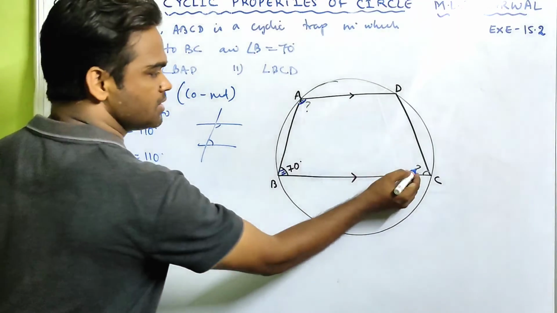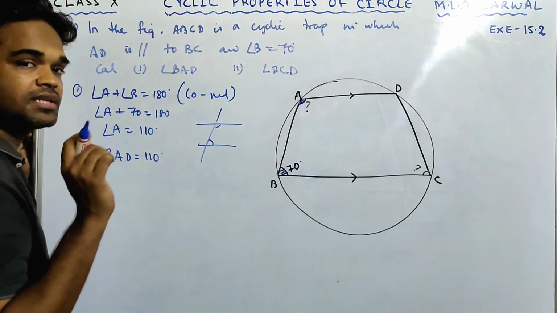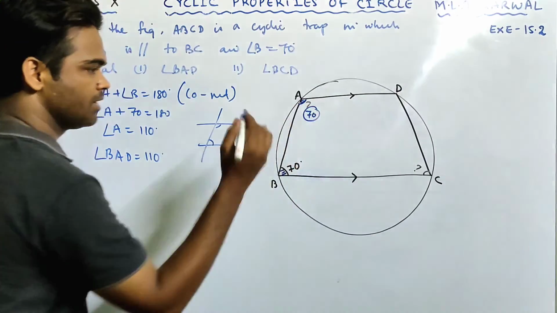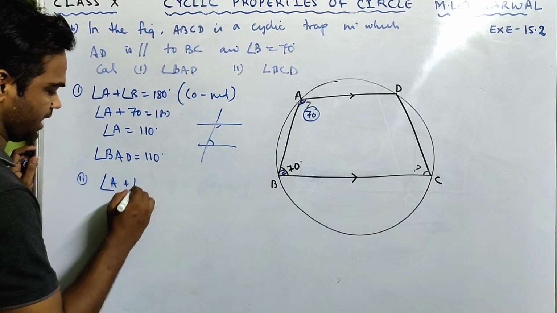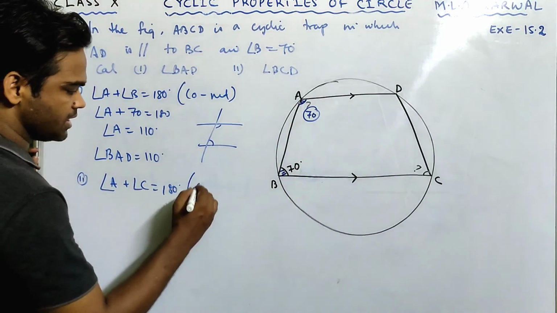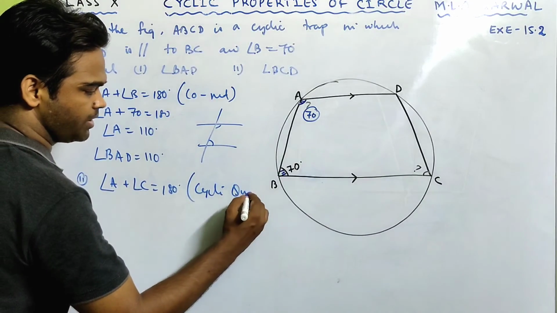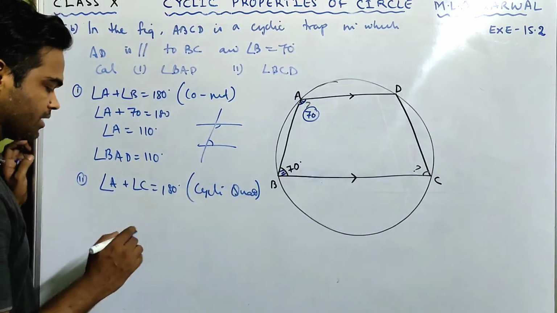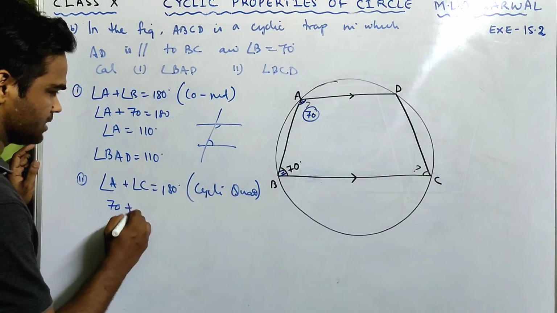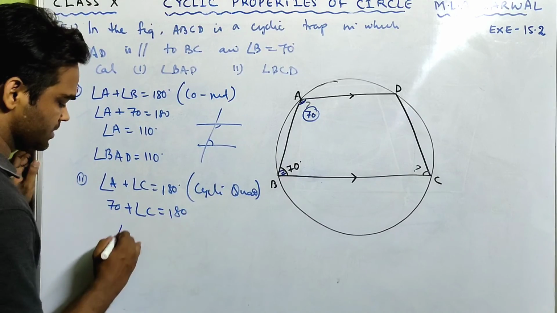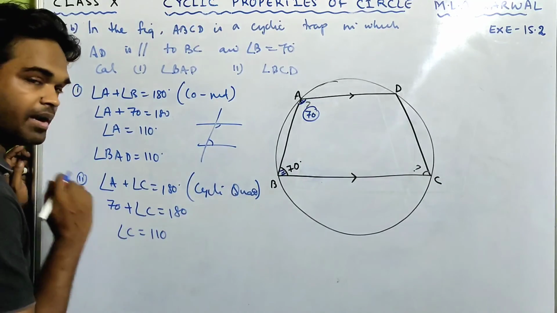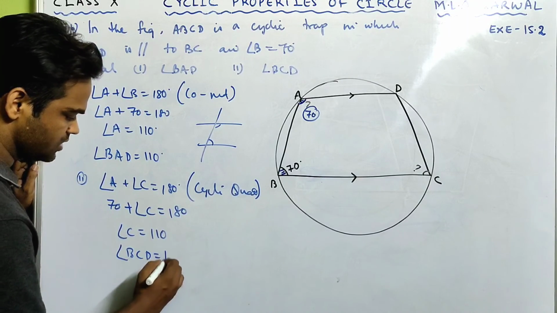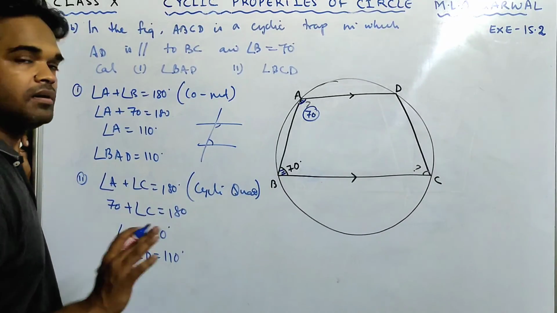Next, this and this are opposite angles, and in a cyclic quadrilateral opposite angles are supplementary, isn't it? Which means angle A plus angle C will be 180. I used the cyclic quadrilateral property that opposite angles in a cyclic quadrilateral are supplementary. Angle A is 70 plus angle C is 180, which means angle C is 110. 180 minus 70. Angle C is BCD, look carefully. BCD is 110 degree. Done.